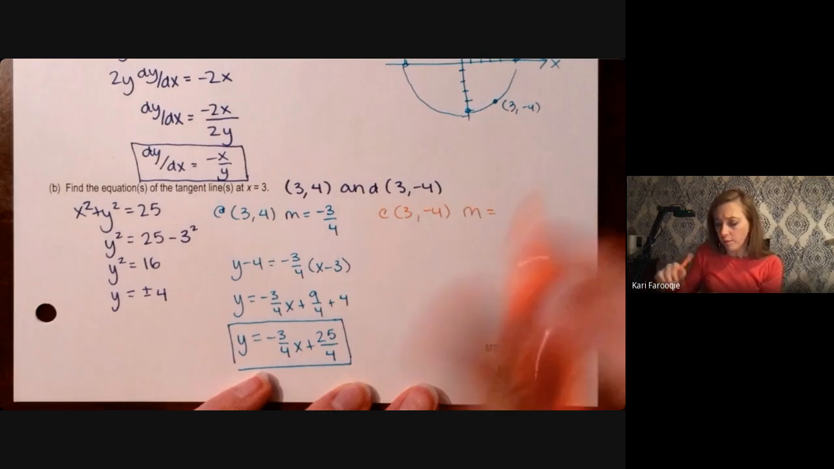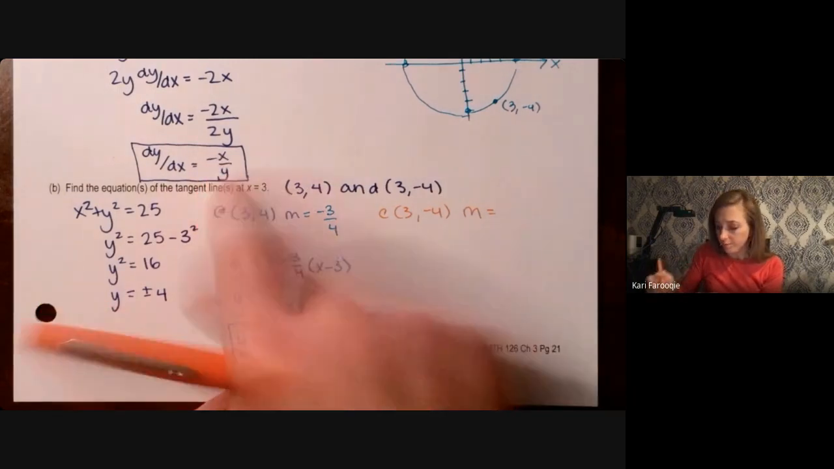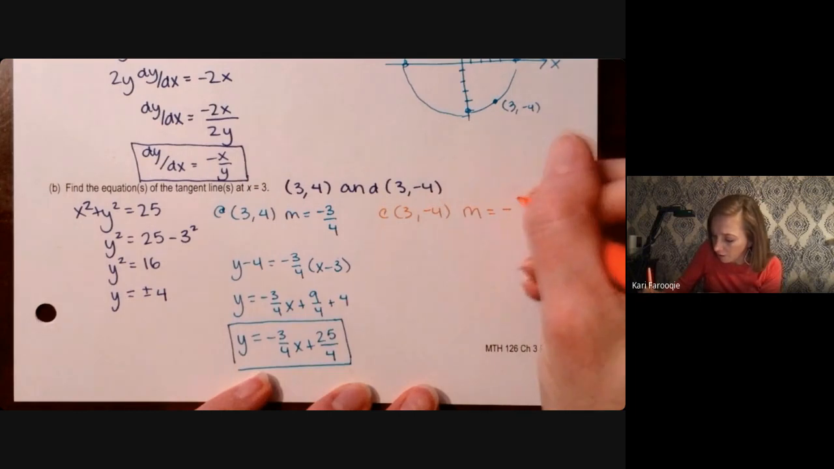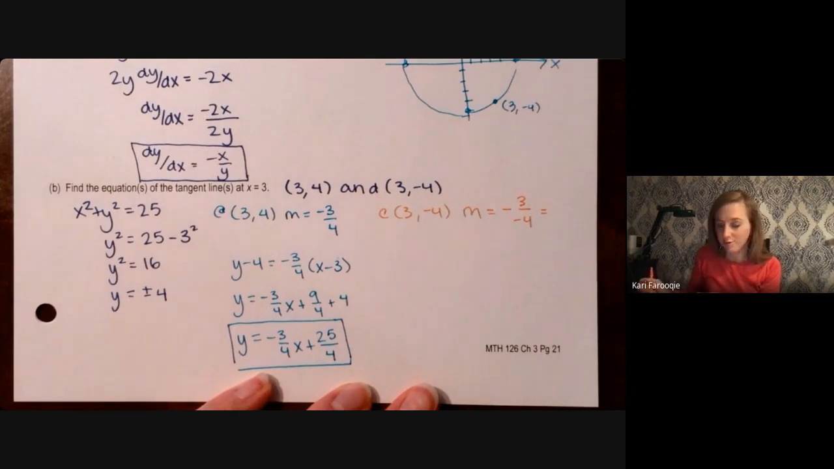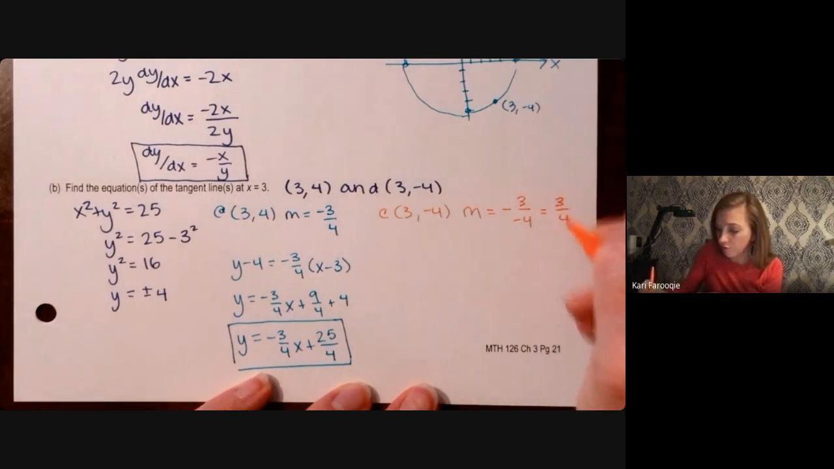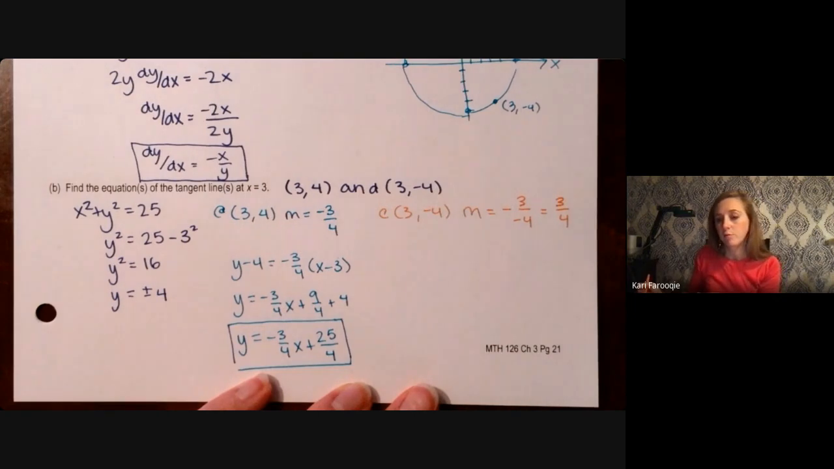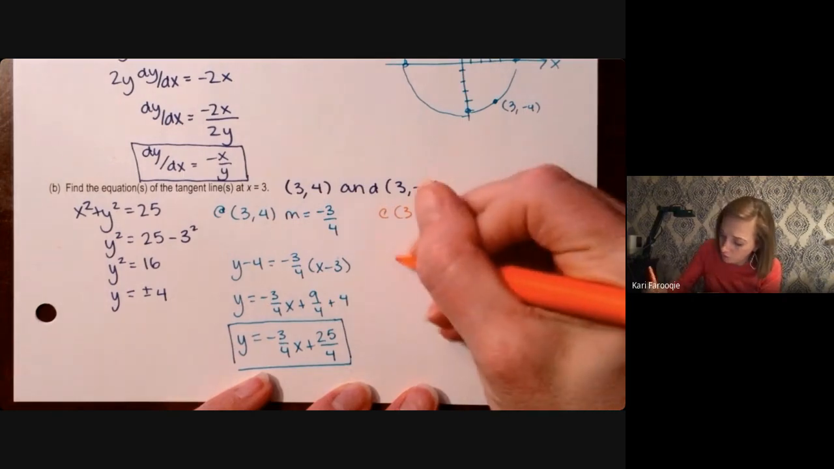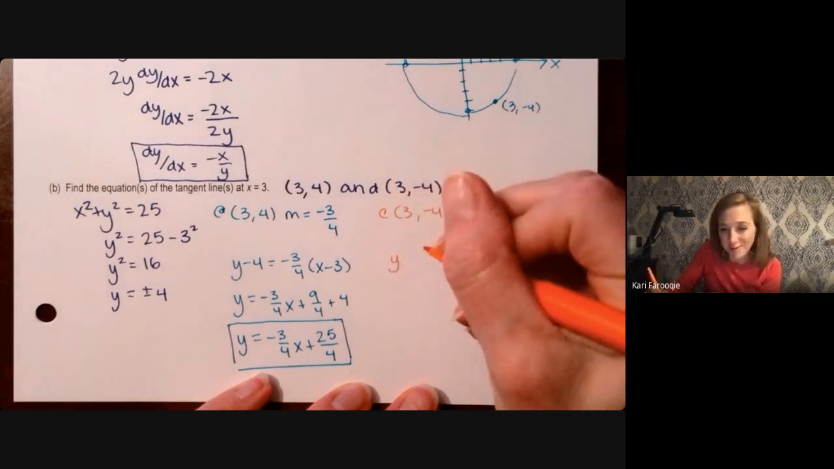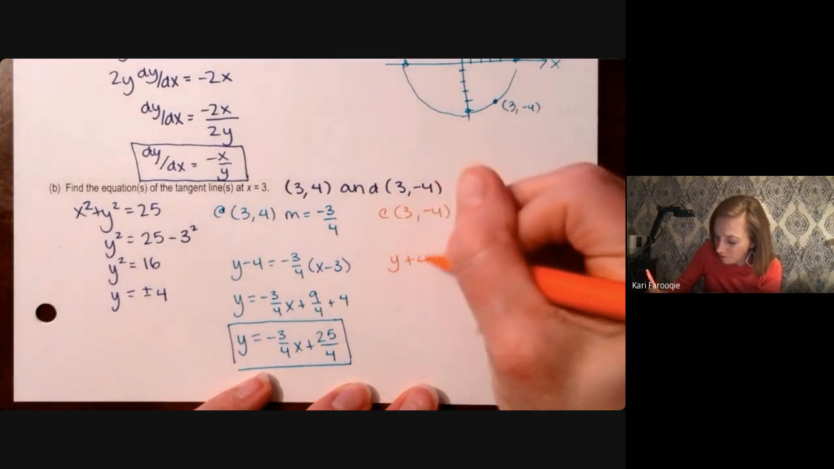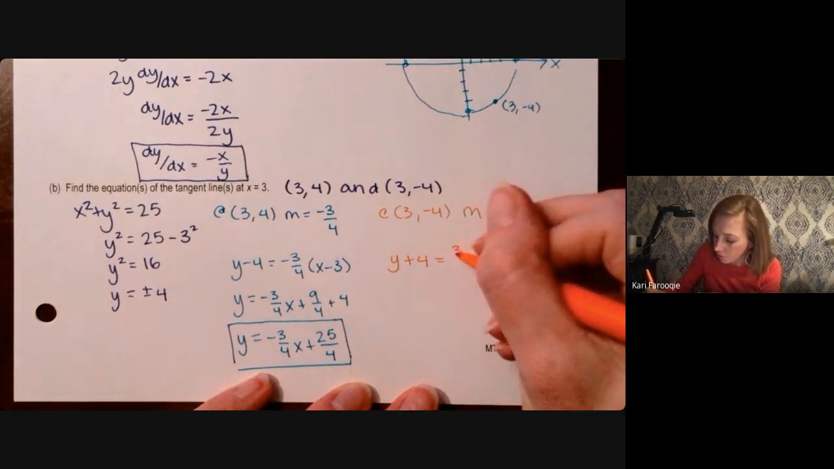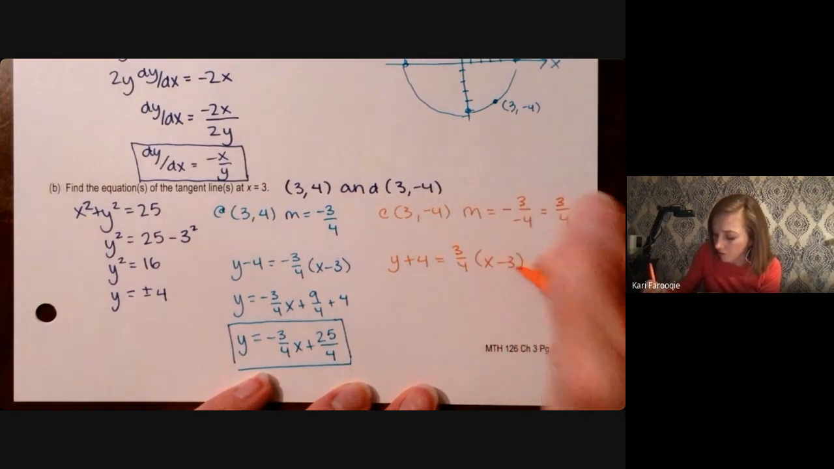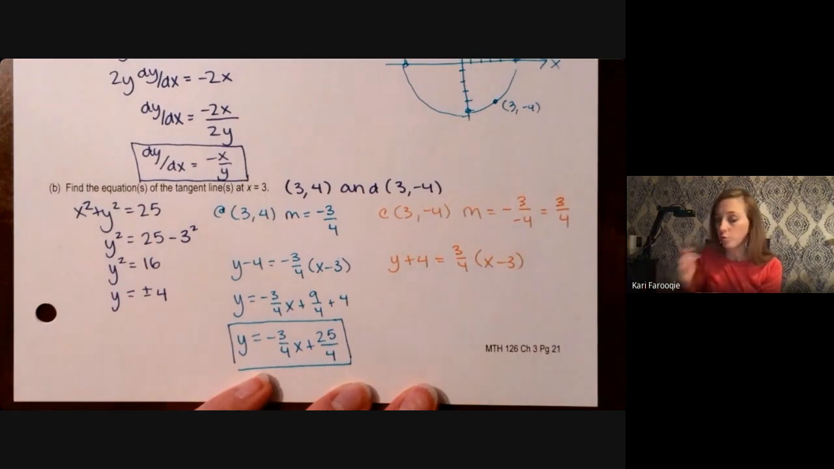So in this case, we'll have m is still -x over y. Well, now you have a negative divided by a negative, so this is positive 3/4 for your slope, which we expected at this point, that the slope would be positive. So we'll go ahead and use our point slope form, y minus y sub 1. So y minus -4 is where we get that y plus 4. And then the slope is positive 3/4. And then x minus x sub 1 is x minus 3.